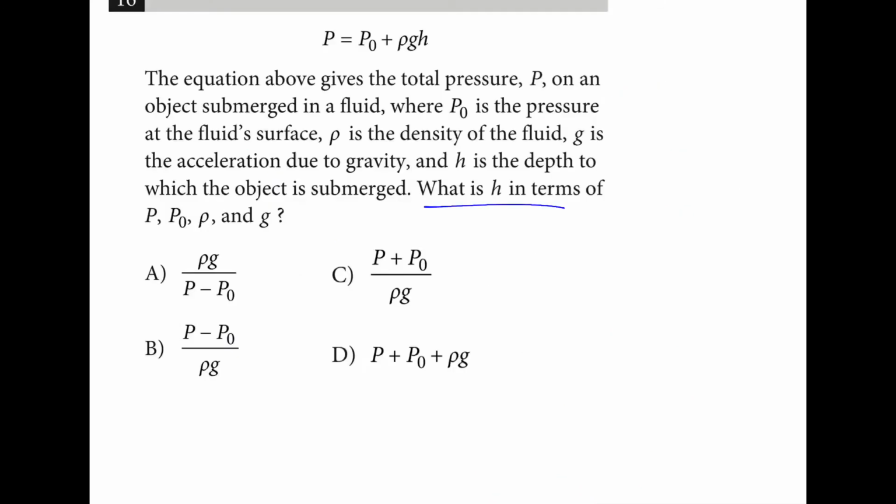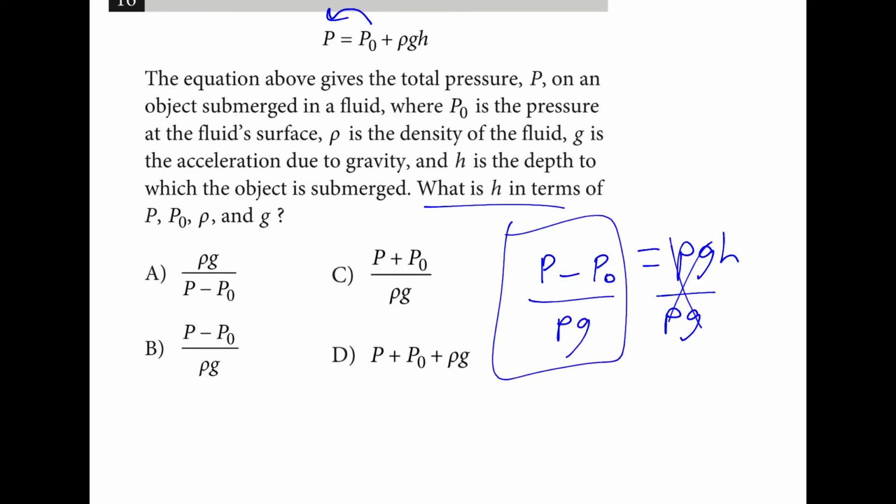What is h in terms of the other variables? First I'm going to move the p0 to the left, so I have p minus p0 is equal to pgh. I'm going to divide by pg. So h is equal to this, b.